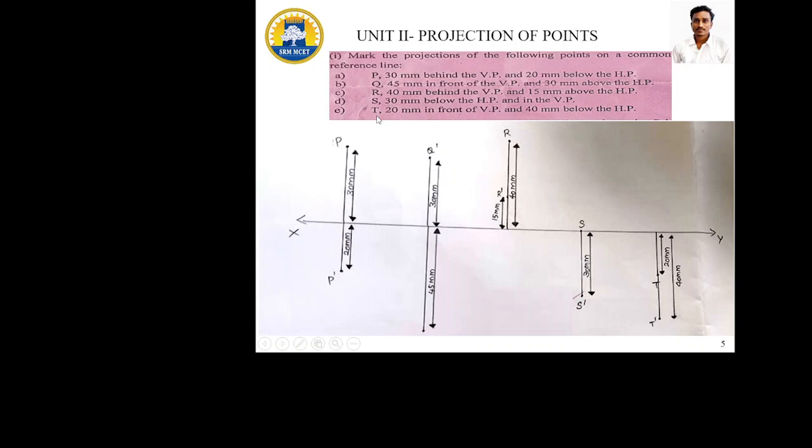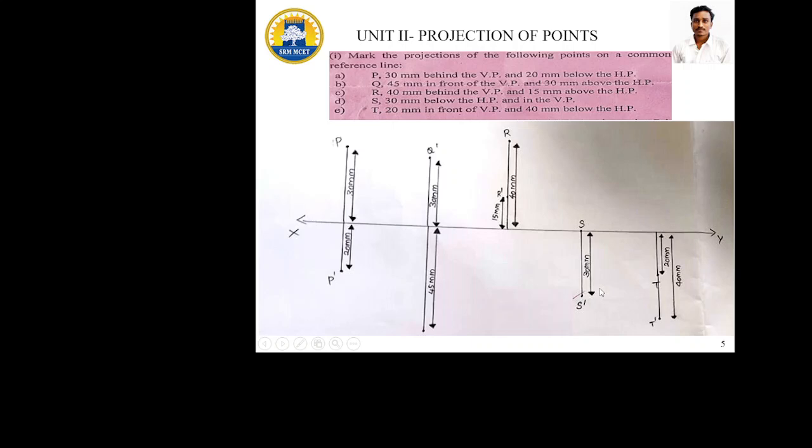Okay. Next, T: 20 mm in front of VP and 40 mm below the HP. 20 mm in front of VP in the sense we need to rotate in the clockwise direction, so we can put in the value of T. Next, 40 mm below the HP in the sense it is the fourth quadrant, so it is visible on front view. So we can use 40 mm as T dash.